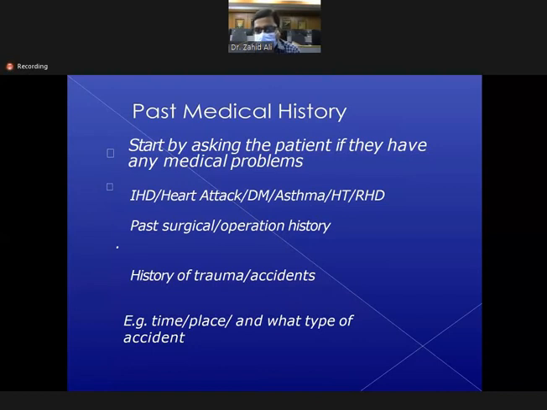Then comes past medical history. You divide the past history into two components: one is past medical history and second is past surgical history. In past medical history, you have to ask about any history of ischemic heart disease, any heart attack or myocardial infarction. Are you suffering from diabetes mellitus, any history of asthma or hypertension or rheumatic heart disease? This is very important. It gives you some clue about what is going on.